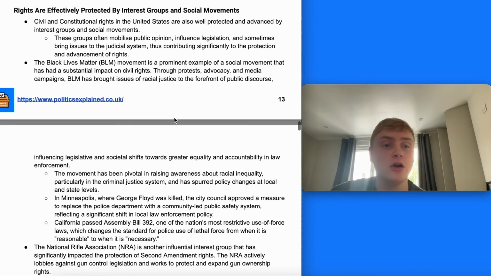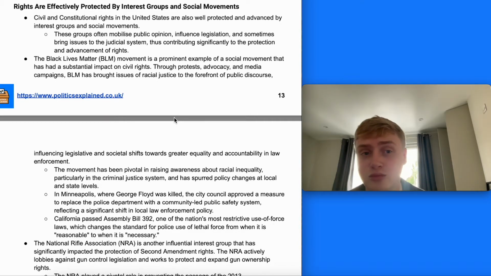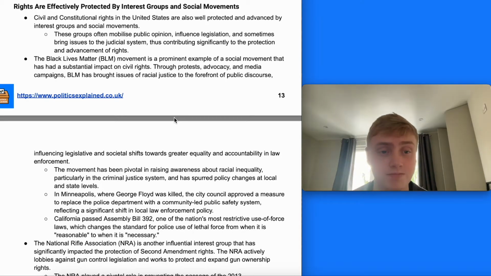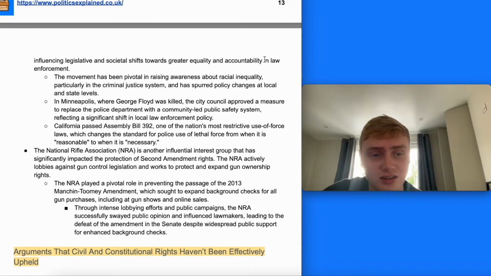And finally, it can be argued that rights are effectively protected by interest groups and social movements. So these groups often mobilise public opinion, influence legislation, and sometimes bring issues to the judicial system, thus contributing significantly to the protection and advancement of rights. Black Lives Matter is a prominent example of a social movement that had a substantial impact on rights. Through protests, advocacy, and media campaigns, BLM has brought issues of racial justice to the forefront of public discourse, influencing legislative and societal shifts towards greater equality and accountability in law enforcement. And these have been key in raising awareness about racial equality, particularly in the criminal justice system.